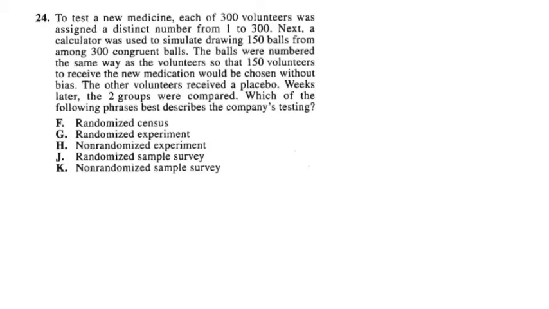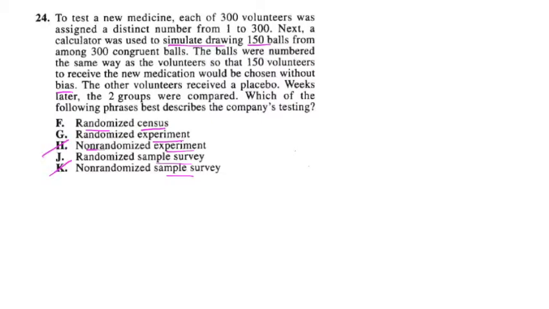Which of the following phrases best describes the company's testing? This question involves no math. If we look at the answer choices, we see that it's either a census, an experiment, or a sample survey, and either it's randomized or non-randomized. Because the information says that the calculator is simulating drawing 150 balls from among 300, and that they're doing so without bias, this is randomized, not non-randomized. So the answer is either F, G, or J.